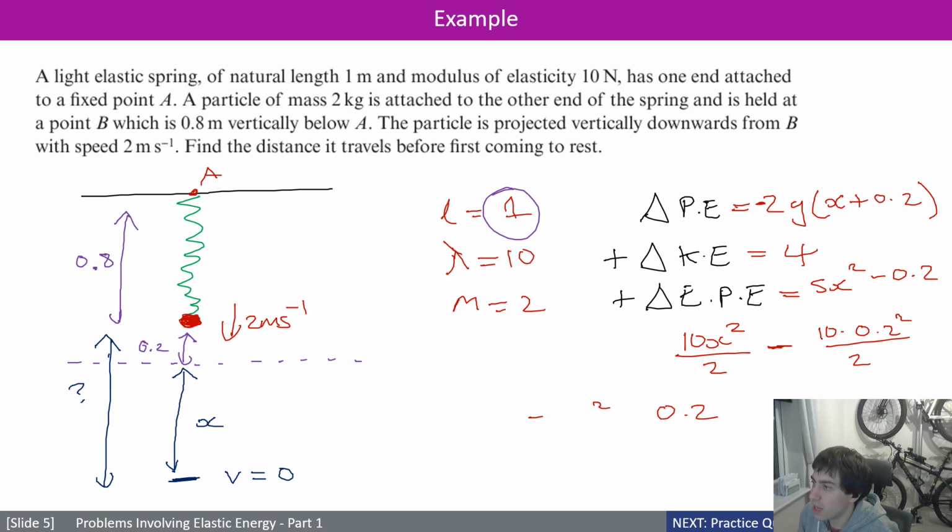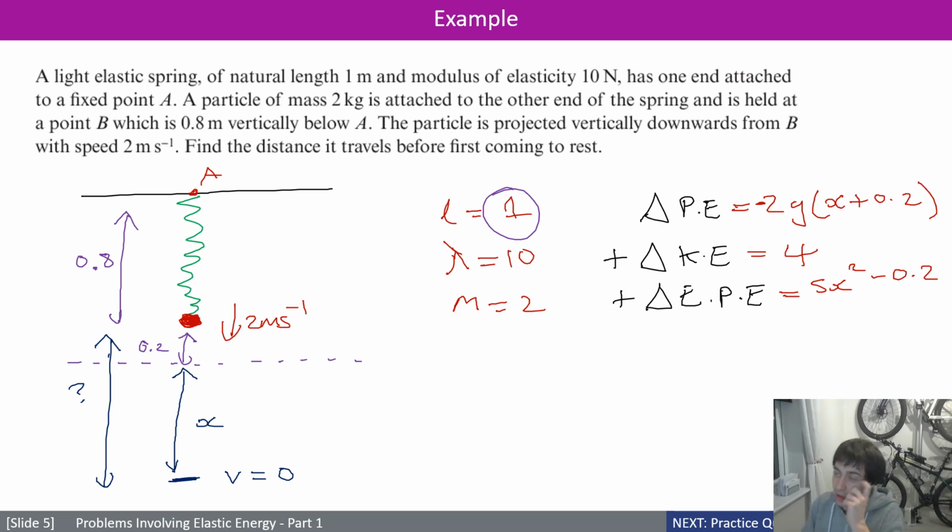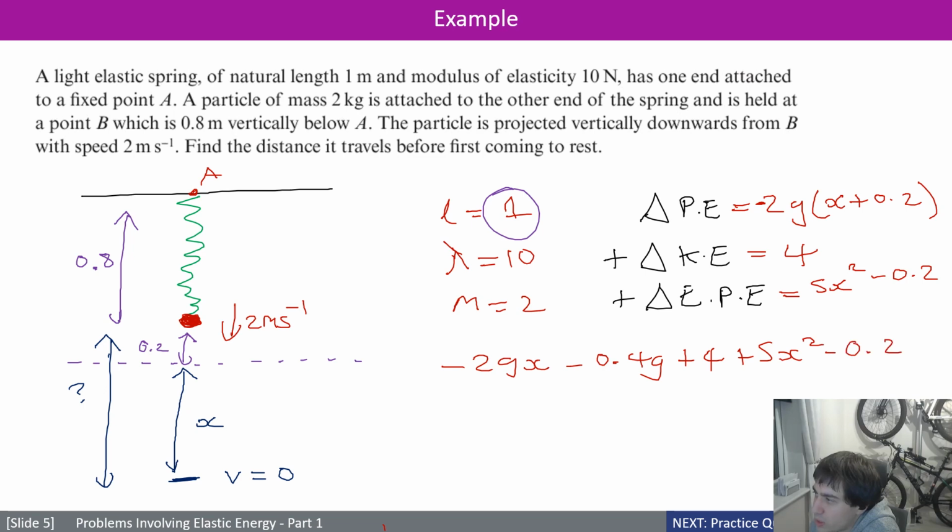Okay, and all of that must add up to 0, right? Because there's no additional work in or work out. Remember, I said that initial velocity may have been caused by some force earlier, but that force is gone now. So it still adds up to 0. So now we've basically got an equation to solve. We've got minus 2gx minus 0.4g plus 4 plus 5x squared minus 0.2, and that's equal to 0.